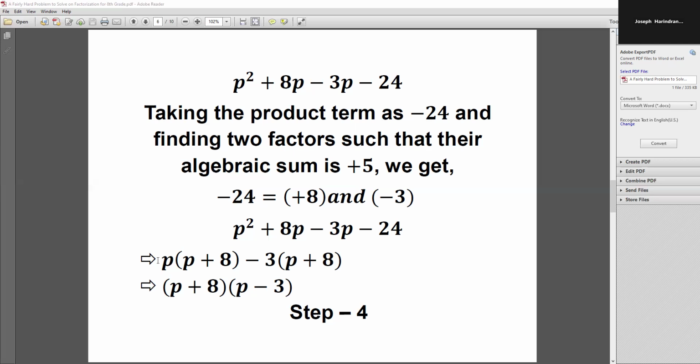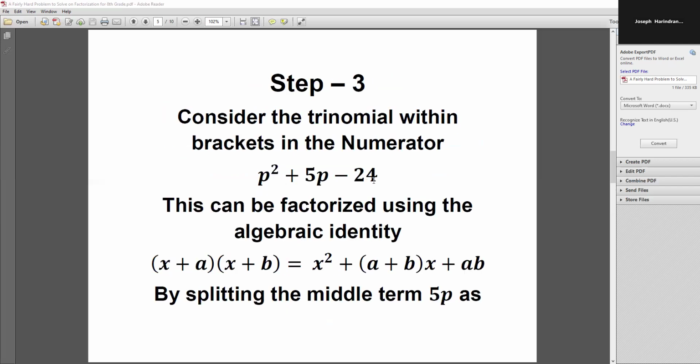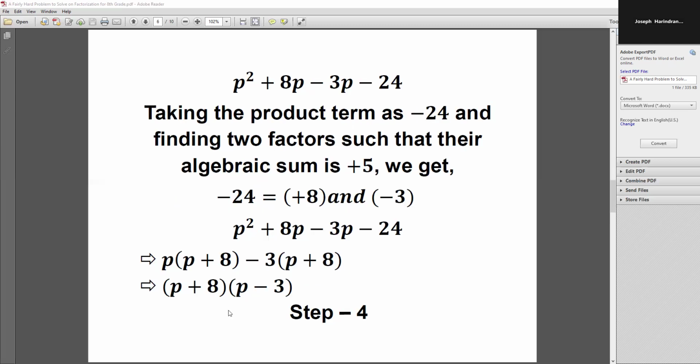So we get p into p plus 8 minus 3 into p plus 8. Now we have p plus 8 common in both the terms, so we take it out. And the remaining terms, p and minus 3, will be put in the next bracket. So we get 2 factors now, p plus 8 into p minus 3. So we have factorized p squared plus 5p minus 24 as p plus 8 into p minus 3. This is the third step.